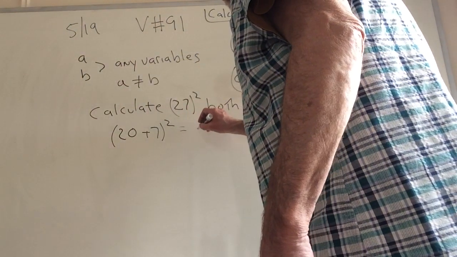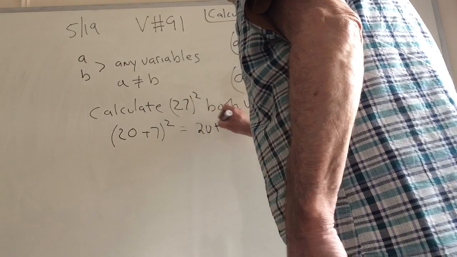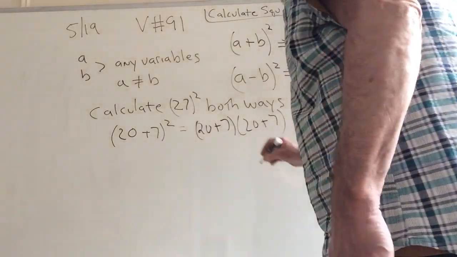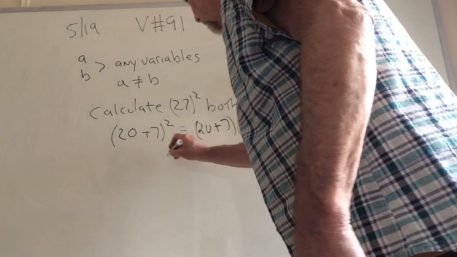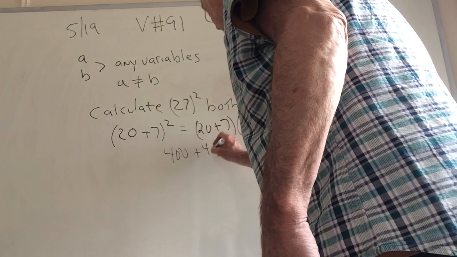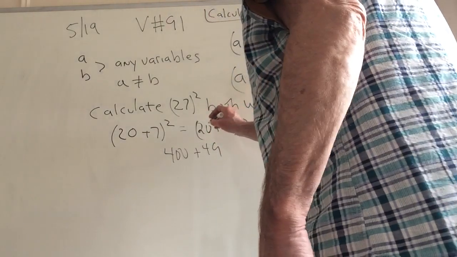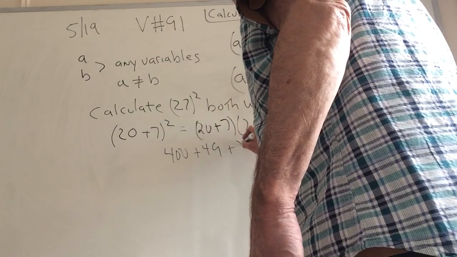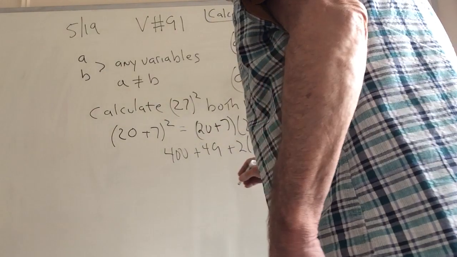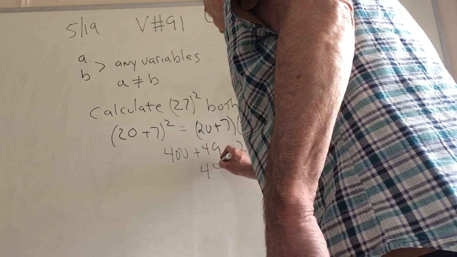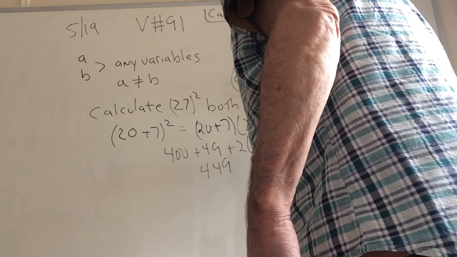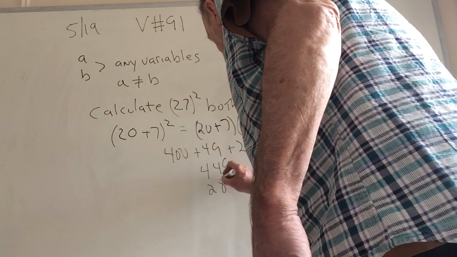And I get (20 + 7) times (20 + 7). And when I put them together, 20 times 20, as we know, is 400. 7 times 7 is 49. And now it's 20 and 7, and I multiply it by 2. So that means it's 449 plus 140 times 2, which is 280.